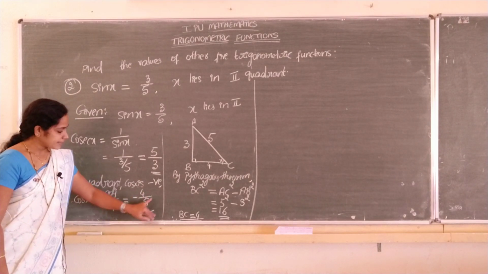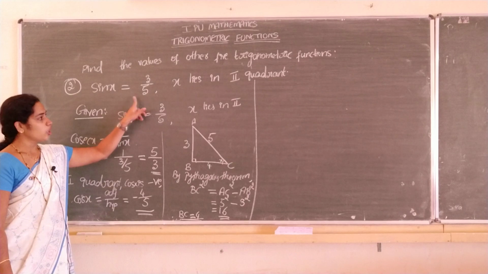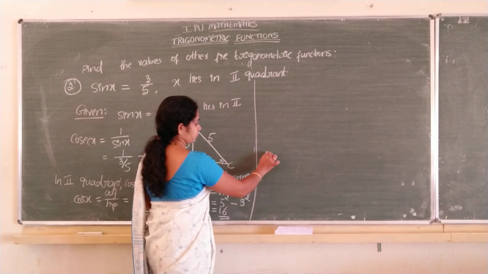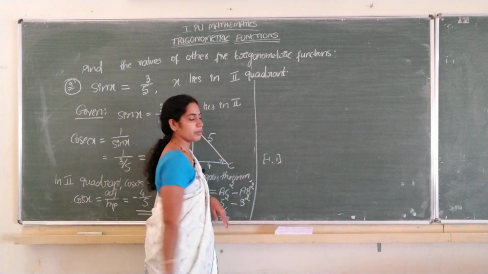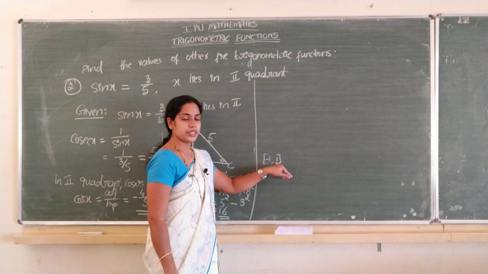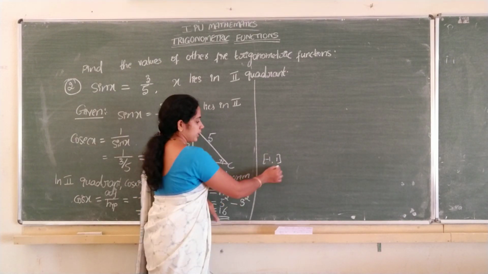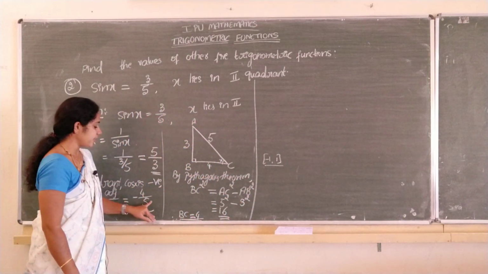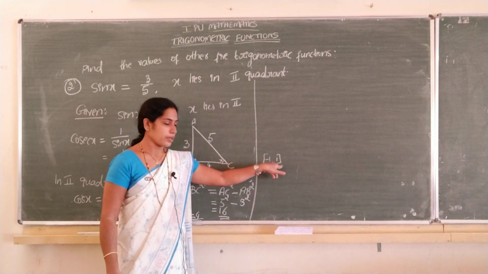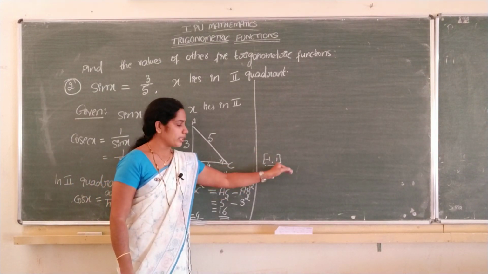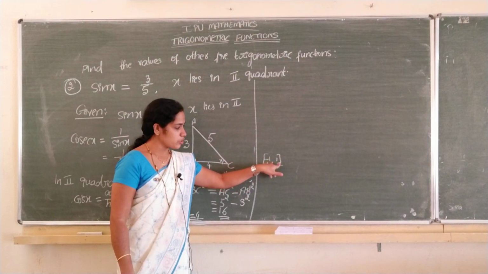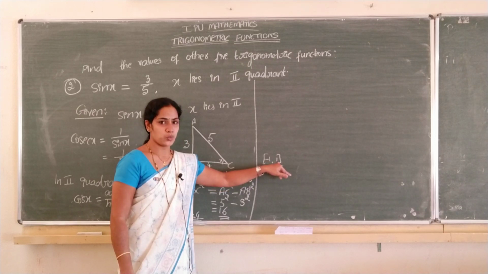Remember one thing, sin value and cos value. What is the range of sin? Range of sin x is minus 1 to plus 1. Similarly, range of cos x is also minus 1 to plus 1. So, the value of cos x and sin x should be within the range. The value should not be less than minus 1, and should not go more than 1. So, value should be between minus 1 and 1.